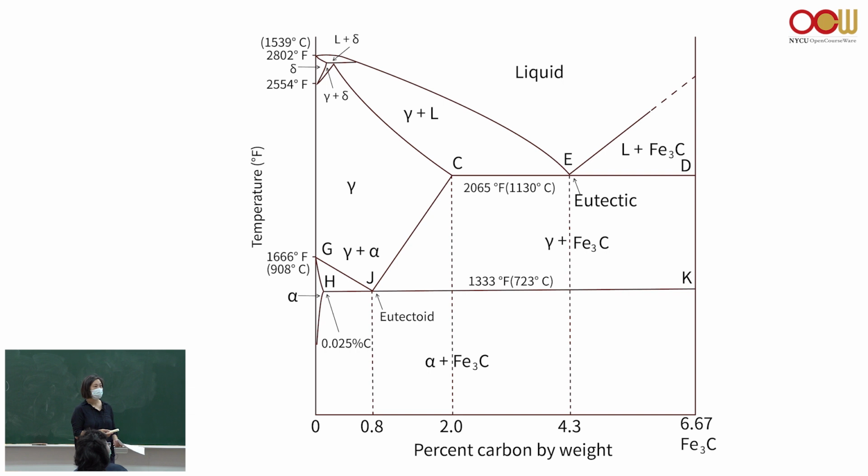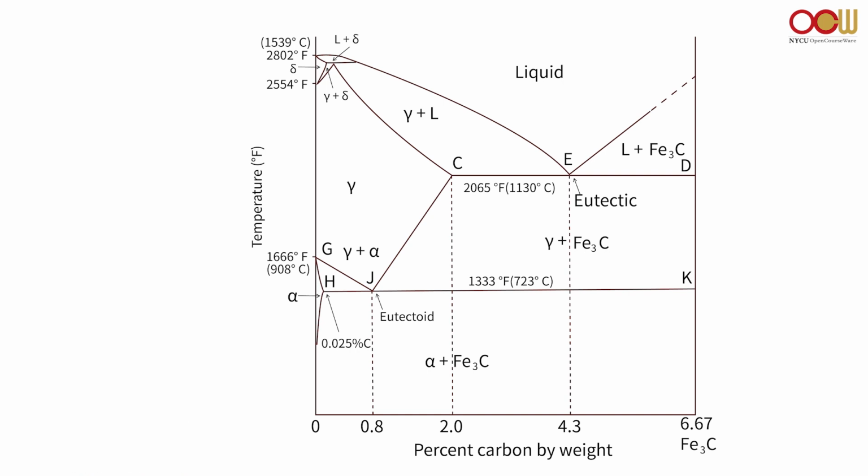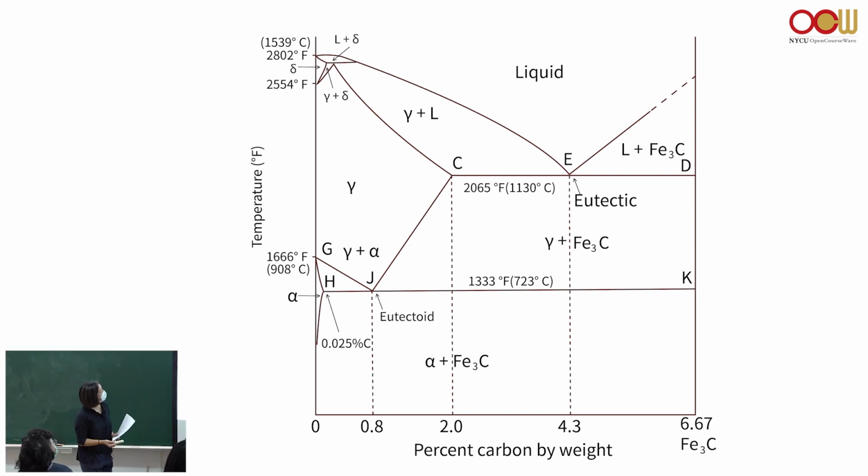So there is a phase change at 723 degrees Celsius, but it's not melting. The ferrite turns into austenite. You continue to raise the temperature, and at 1130 degrees Celsius you start to melt. You continue to raise the temperature, and at roughly 2,100 or 2,300 degrees Fahrenheit, you would expect the entire material to be liquid.